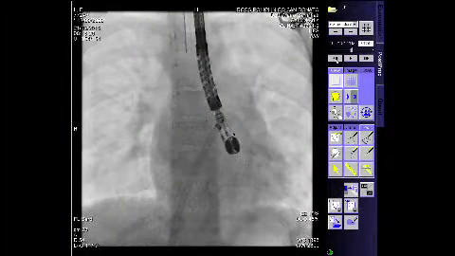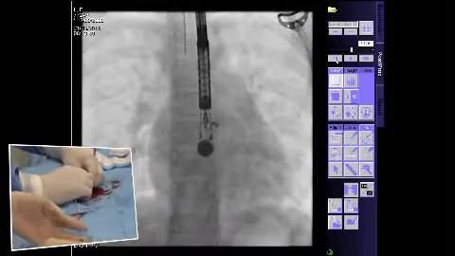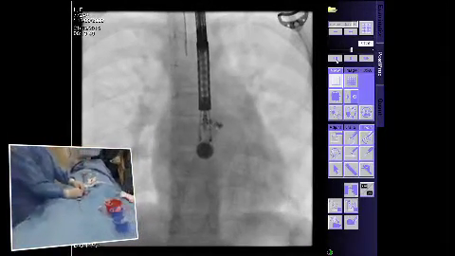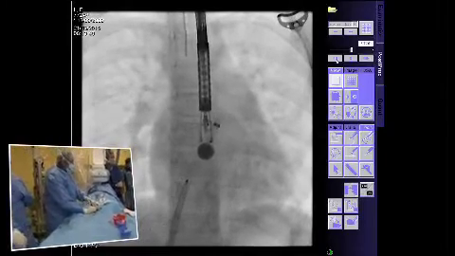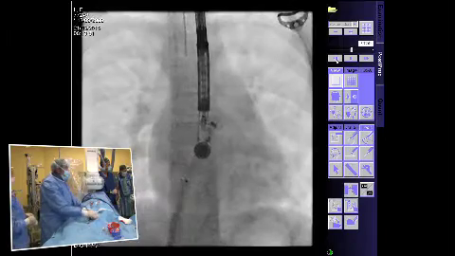So let's go back to fluoro now. Okay, I'm advancing. One routine, very simple, but I think very important step.